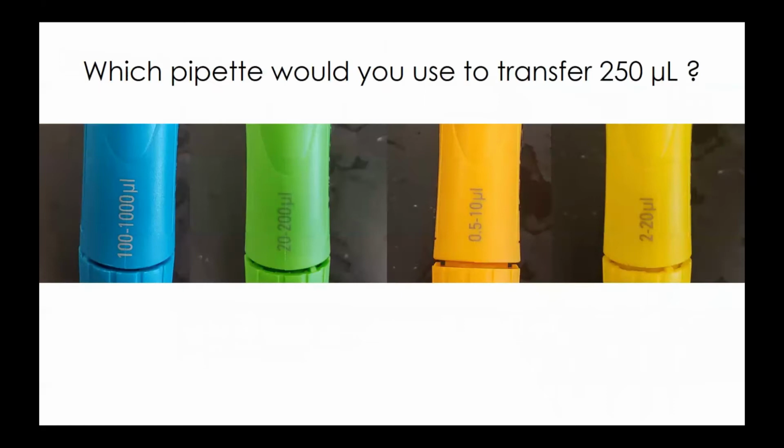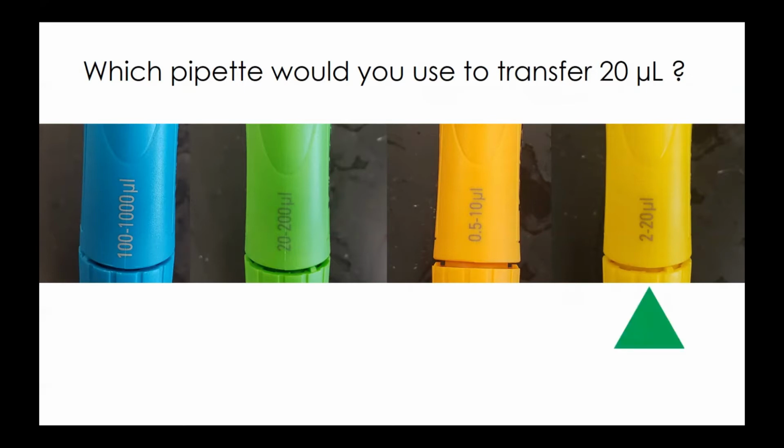So let's look at this set of 4 pipettes. You can see that the minimum to maximum range is printed on the side. Which of these pipettes should we use to transfer 250 microliters? How about 15 microliters? Let's try 1. 20 microliters?